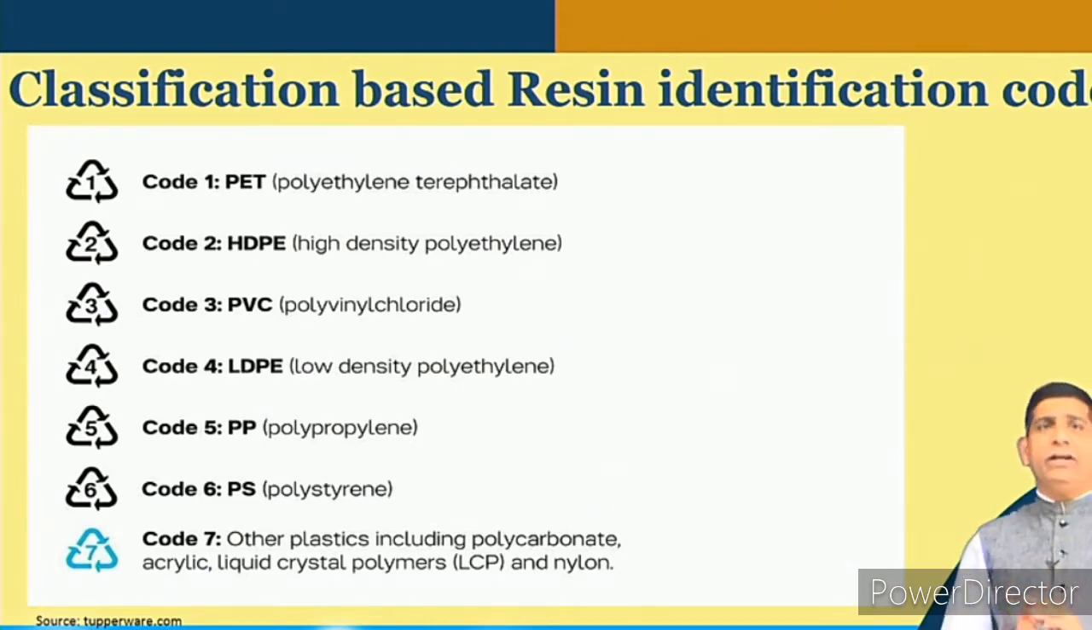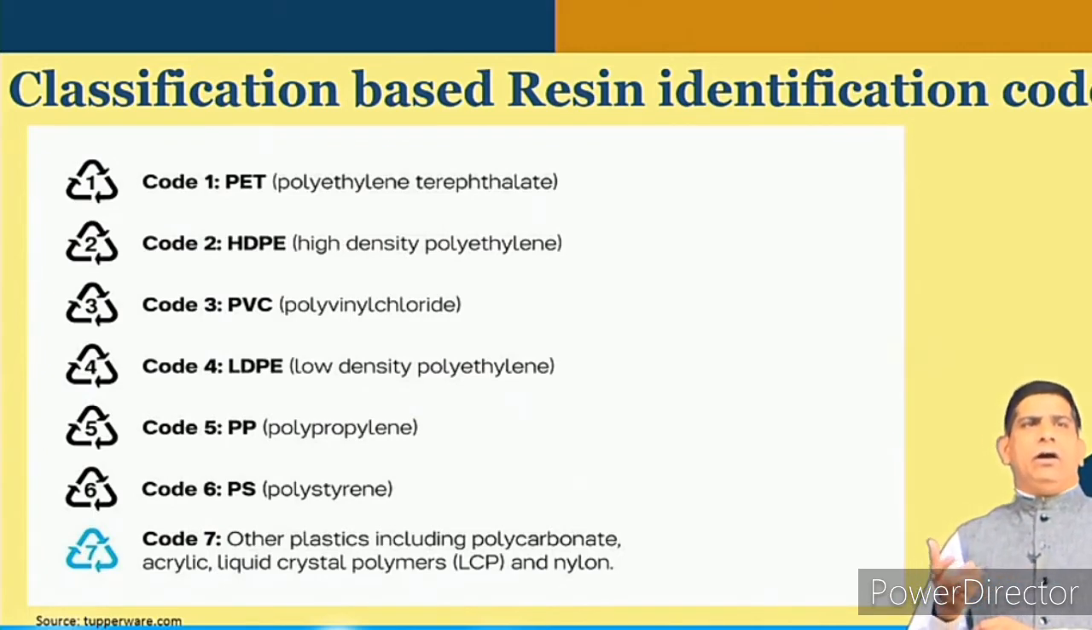So, on this particular slide we are looking at the number coding, where you have code 1, which is a PET material, and code 2, which is HDPE. PET is polyethylene terephthalate. Then we have HDPE, which is high density polyethylene material. We have PVC, which is number 3. Number 4 is LDPE, which is low density polyethylene.